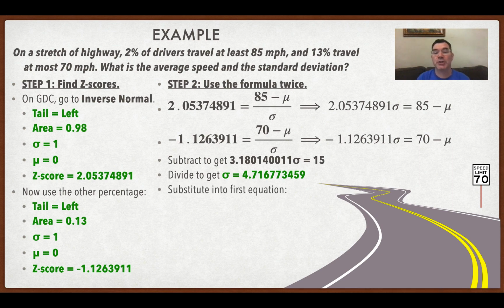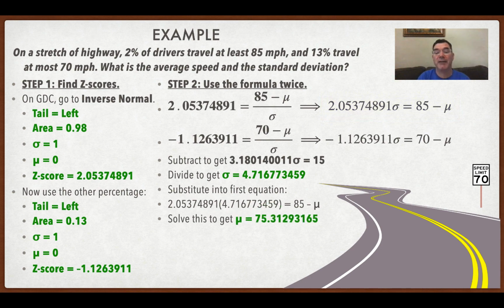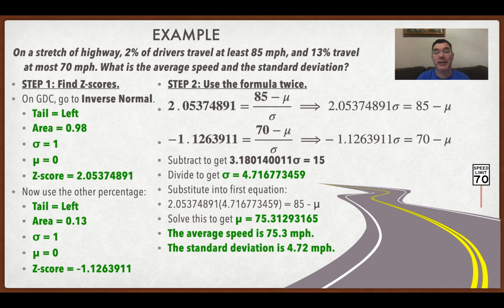Then I can use substitution and plug that value of sigma into the first equation. I could have just as easily plugged it into the second, but I just randomly decided to plug it into the first. And when I do, I get that equation. I can solve that for mu, since that's the only variable, and get that mu is 75.31, and so on. So what does that mean for my problem? Well, I've answered the question now. Mu is my average speed, and so my average speed is 75.3. Sigma is my standard deviation, so that is 4.72 miles per hour.